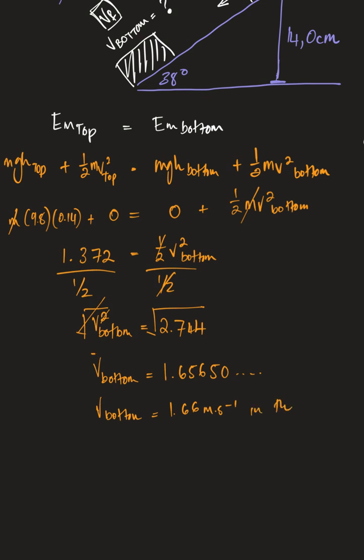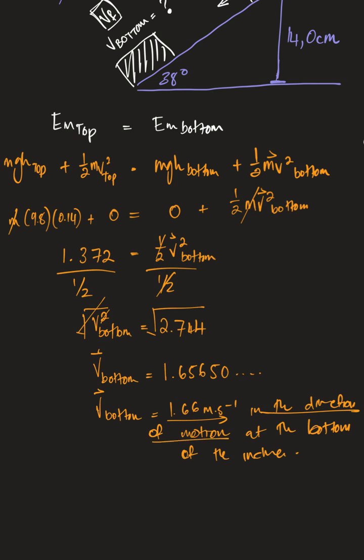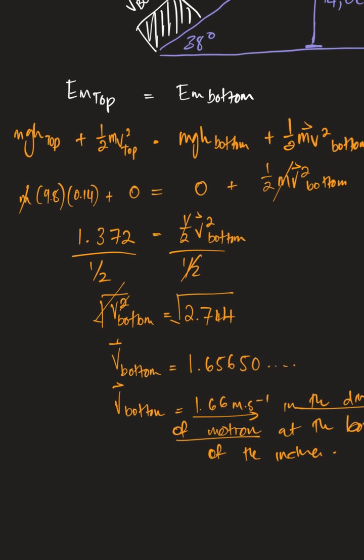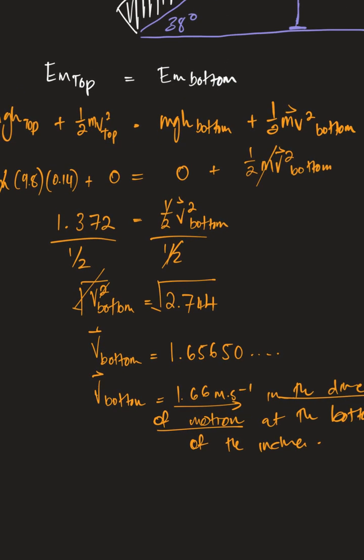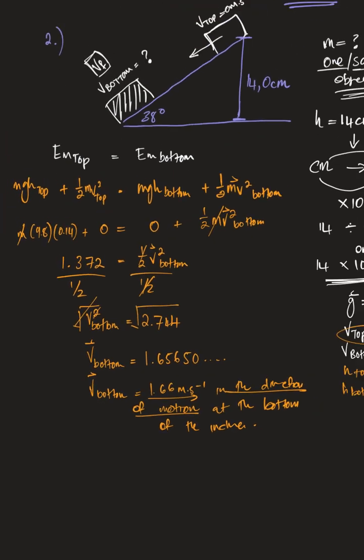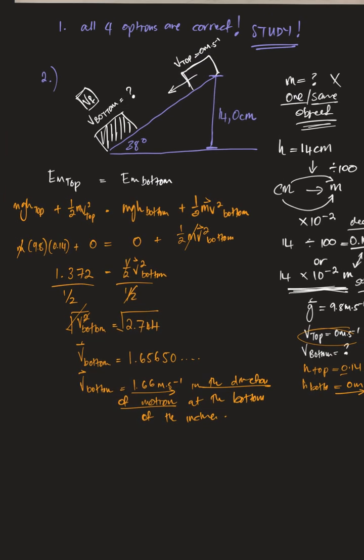Don't forget to put this into your formula. In the direction of motion at the bottom of the incline. And that's your final answer. Please make sure it's a vector, so you need to make sure that you are putting the direction down. So when you're looking at your final equation, this is what it should look like. And this is what your whole sum should look like for number 2.